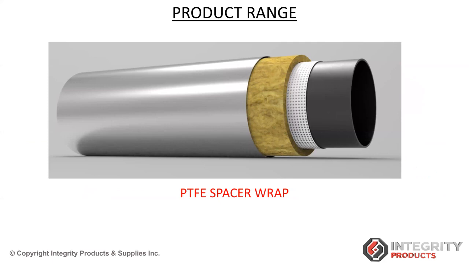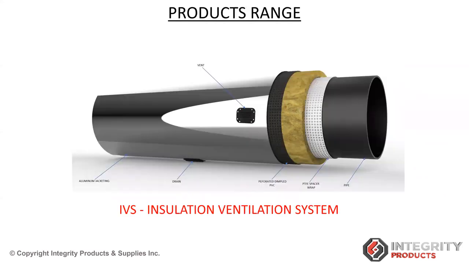Some of our latest products are our PTFE spacer wrap. You'll see it here, it's the white dimple material that is in direct contact with the pipe underneath the insulation. This forms a non-contact or contact-free insulation system. It's installed on a pipe prior to the insulation being installed.